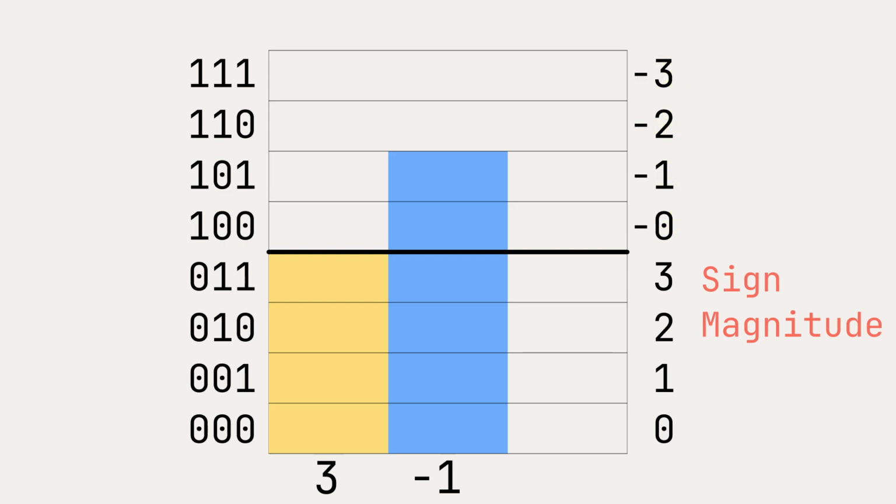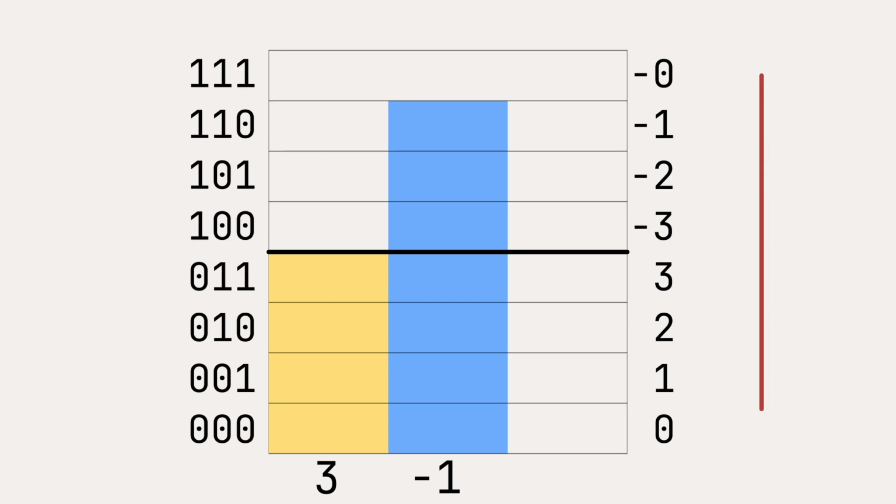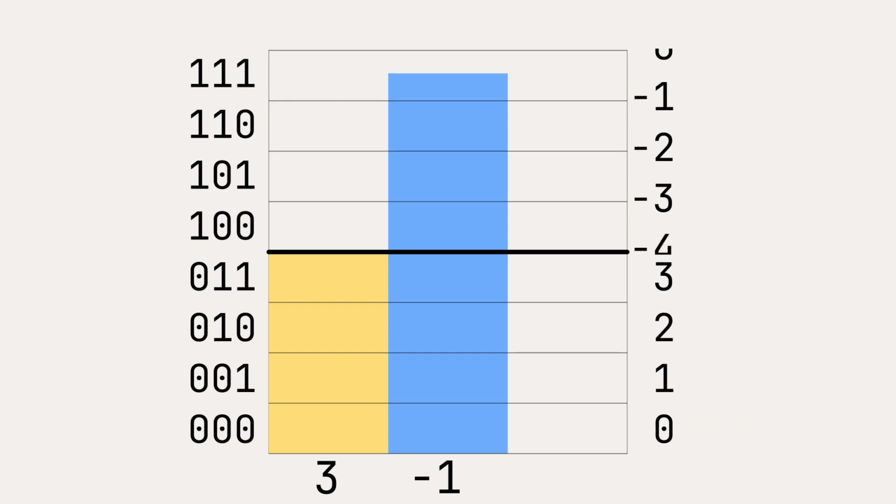So instead, let's invert the negative range. Instead of just changing the leftmost bit to denote a negative sign, you need to also invert the number so that the distance from 0 remains the same. There's still one last issue though. We have two different ways of representing 0. To remedy this, we can move the negative range up by 1.